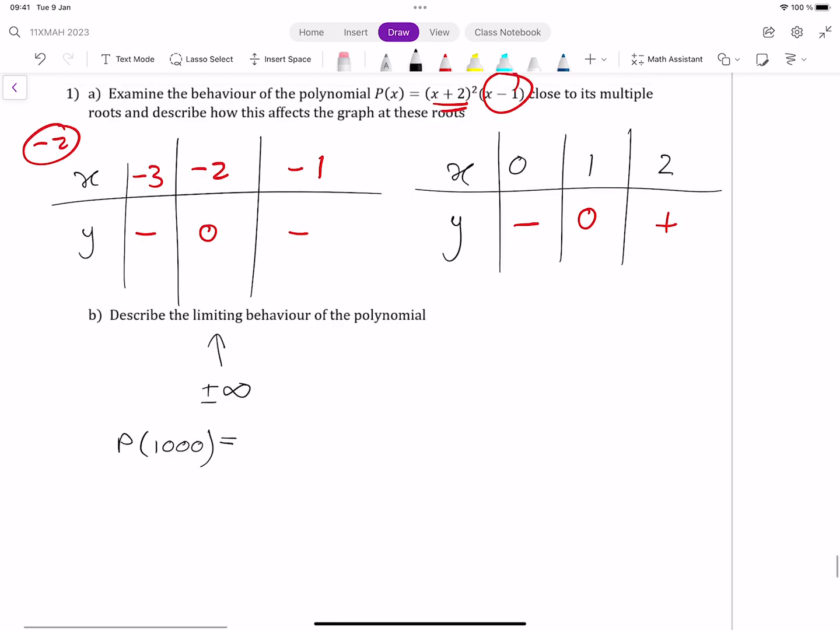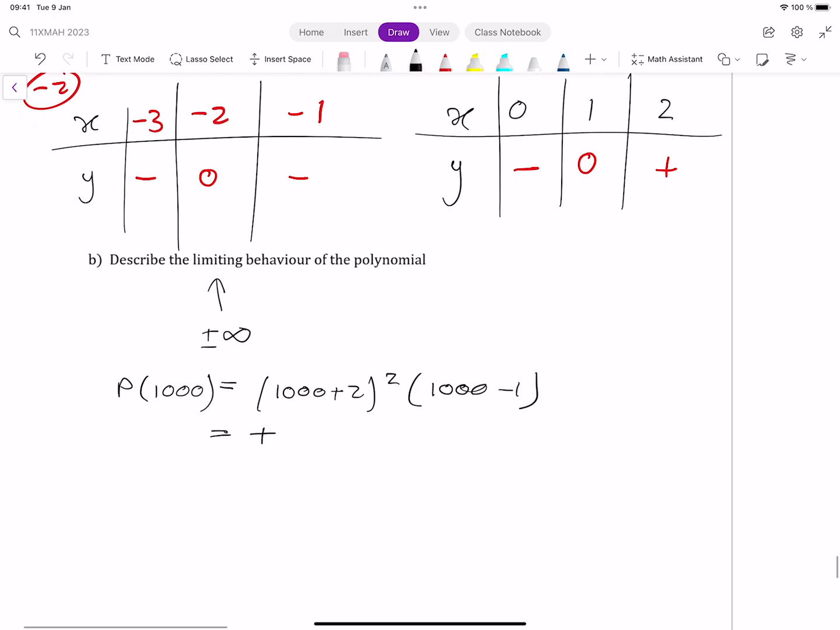So if we substitute in p of 1,000, it's going to be 1,000 plus 2 squared times 1,000 minus 1. That's going to be a very large positive number. So the limiting behavior at positive infinity is a large positive number.